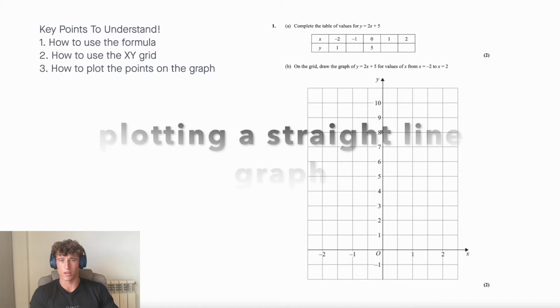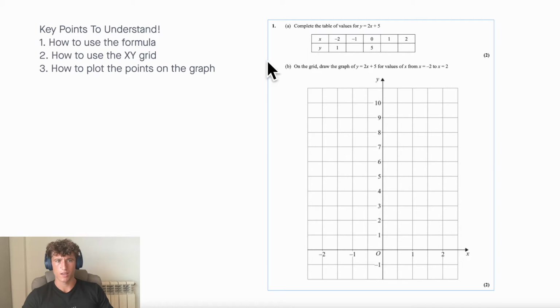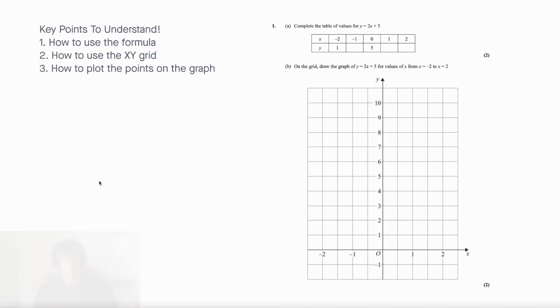In today's video we're going to be looking at how to plot a straight line graph. Again, we're going to have three key points we need to understand. Point 1, how do we use the formula? Point 2, how do we use the x, y grid, so this up here? And point 3, how do we plot the points on the graph? So let's get straight into it.